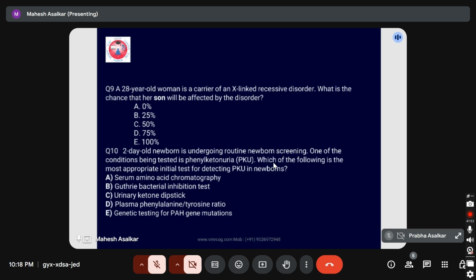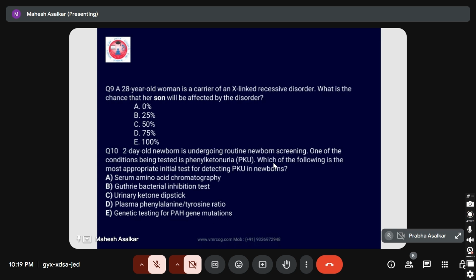A Punnett square is important. You just put everything and come to the answer, and please remember, read all options carefully, because sometimes they confuse, no? Yes. Next. A 2-day-old newborn is undergoing routine newborn screening.